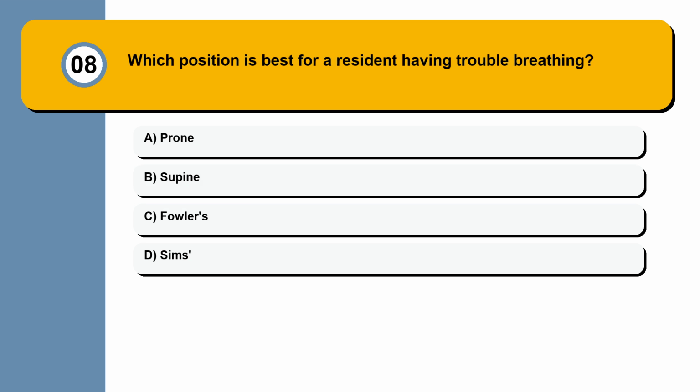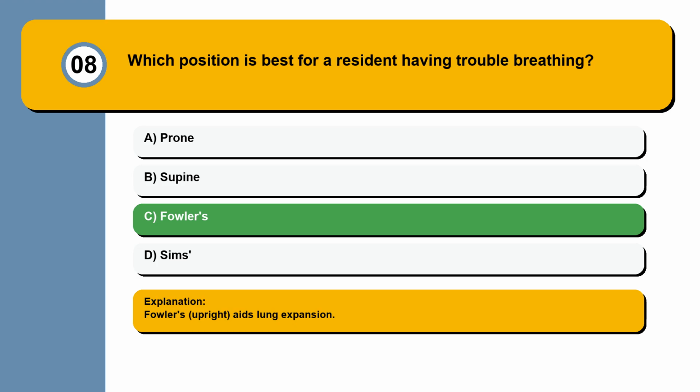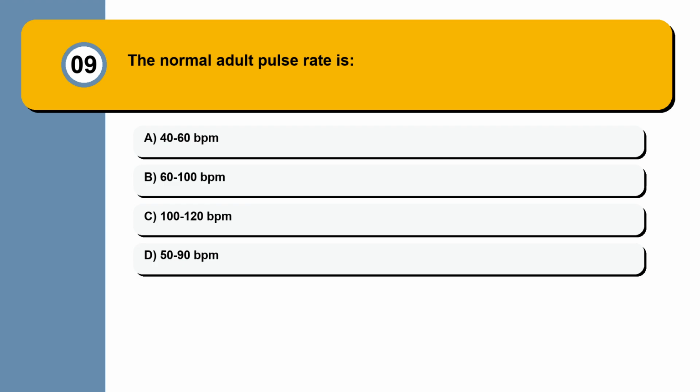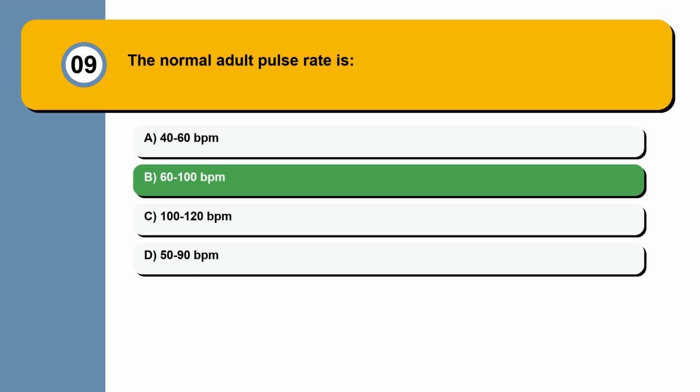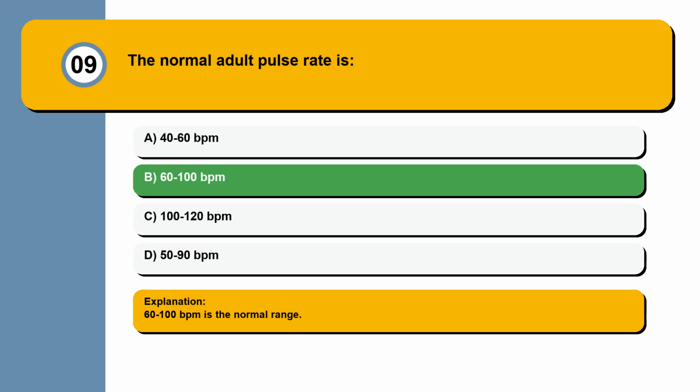Question 8. Which position is best for a resident having trouble breathing? Prone, supine, Fowler's, Sims. Fowler's, upright, aids lung expansion. Question 9. The normal adult pulse rate is 40 to 60 bpm, 60 to 100 bpm, 100 to 120 bpm, 50 to 90 bpm. 60 to 100 bpm is the normal range.